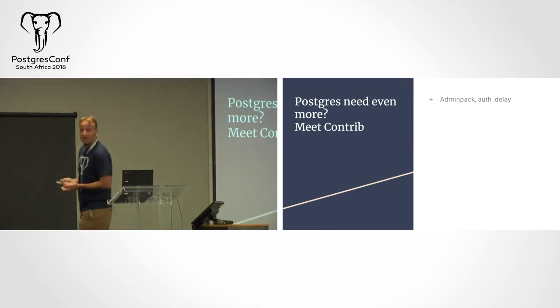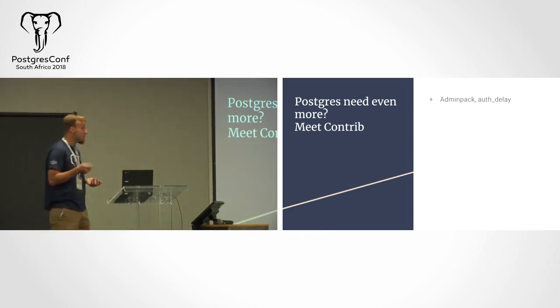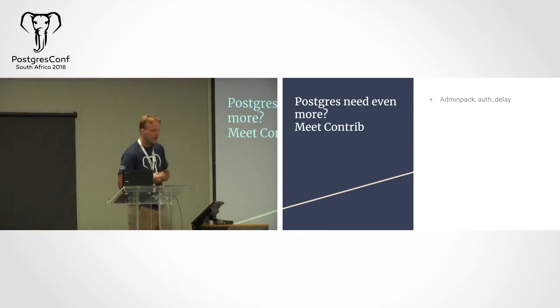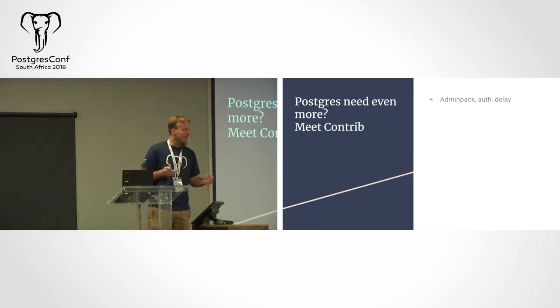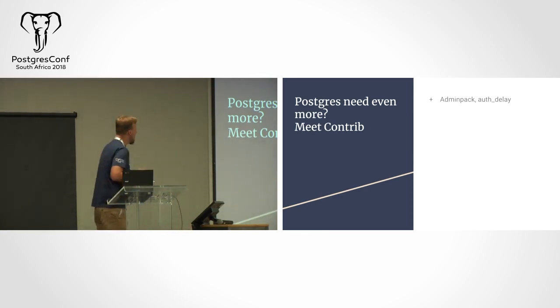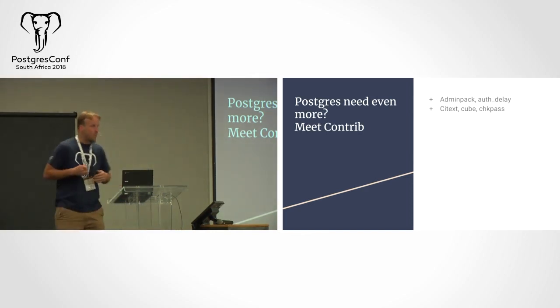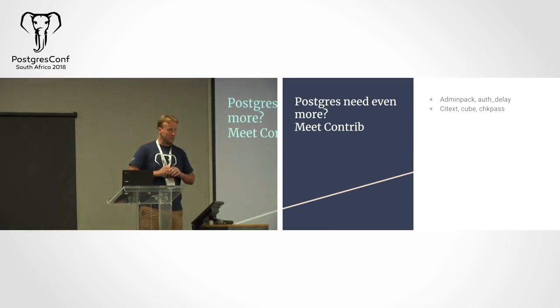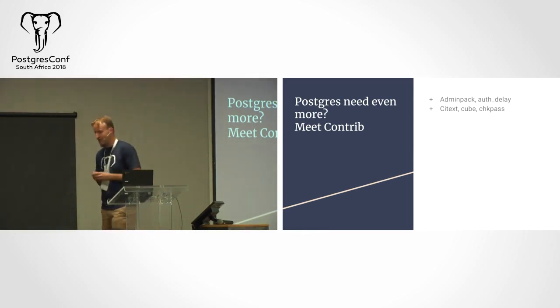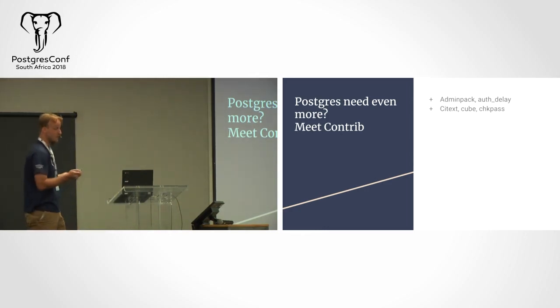Contrib module, if any of you have worked with that, the admin pack allows you to access your log files through the interface. Auth delay will allow a quick delay. All kinds of fun little things which just makes your life better. Go look in the contrib module, read up about it. There's cool stuff there. CI text, I've mentioned cube, check pass, are all added types that'll happily decode or decrypt the field. Check pass. Cube will make vectors. It'll just take an array and give you a distance metric, and we'll get to why that's important in a second. And CI text I've discussed earlier.